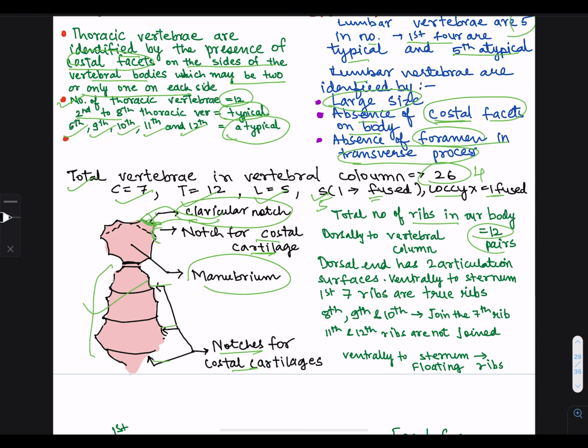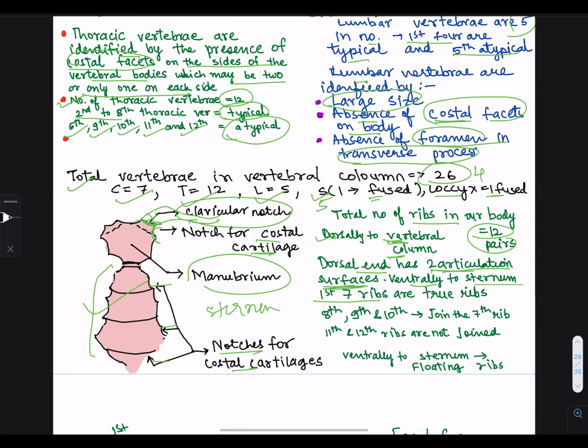They are 12 pairs, and the ribs are attached dorsally to the vertebral column and ventrally obviously to the sternum. Dorsal end has 2 articulation surfaces. Each rib has 2 articulation surfaces on the dorsal end, and ventrally to the sternum they will be attached.